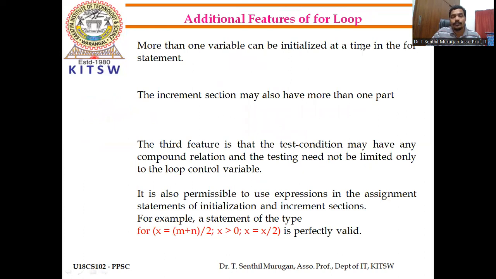So now, additional features of for loop. More than one variable can be initialized at the time of the for statement. We can initialize more variables. The increment section may also have more than one part. i++, j++, k++, like that we can give in the increment or decrement part.